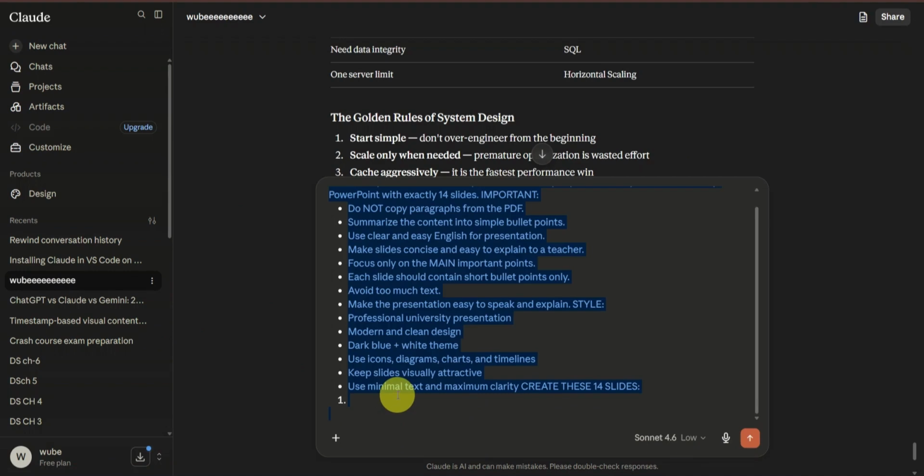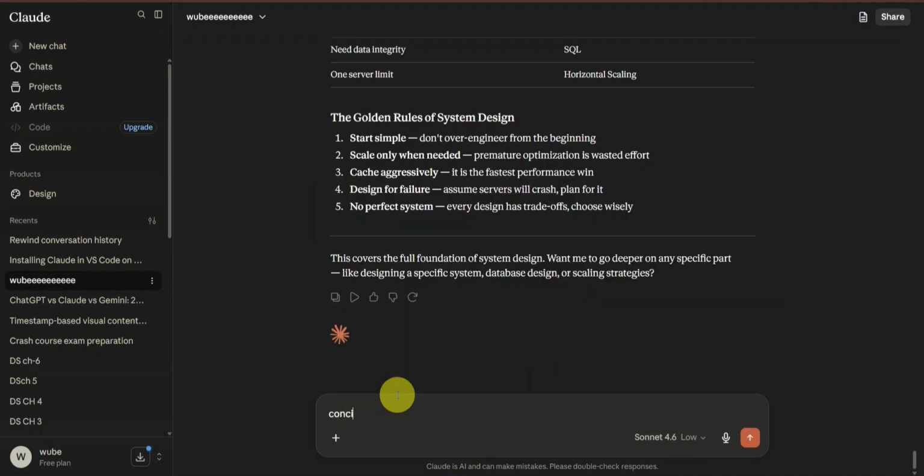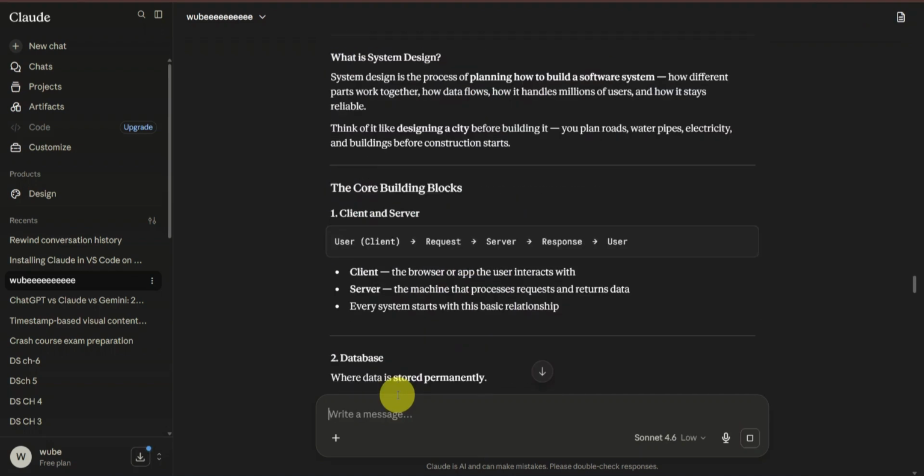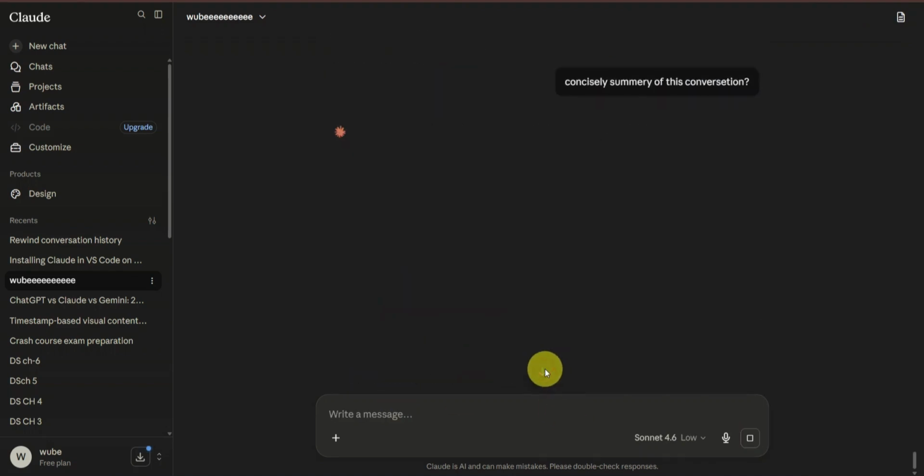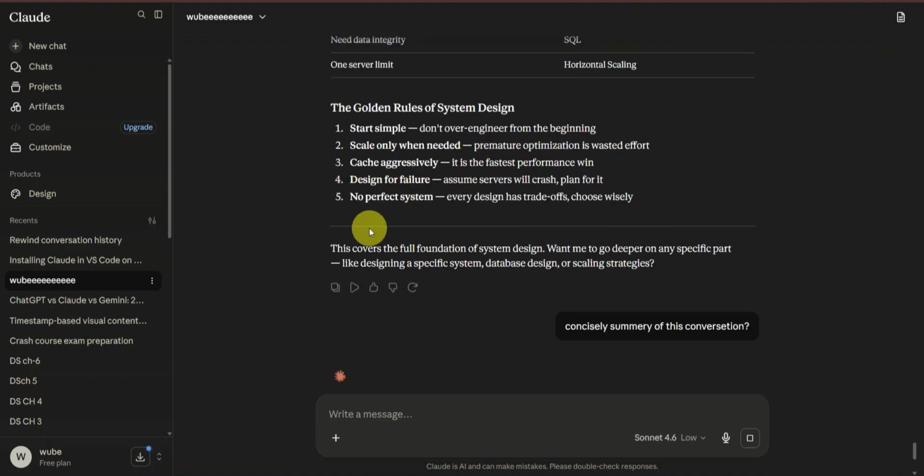Next, use concise summaries instead of carrying full history forward. When continuing work, avoid pasting entire conversations or large logs. Instead, summarize only the key decisions, current state, and next objective. This keeps the context lean and focused on what is actually important.